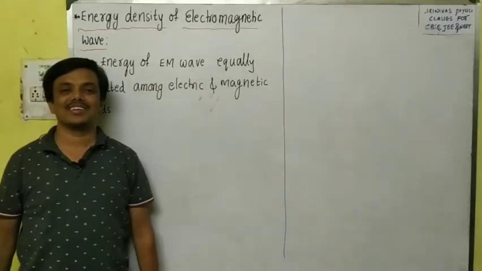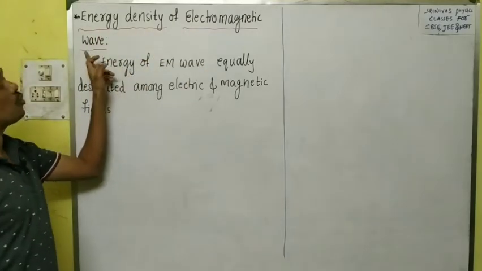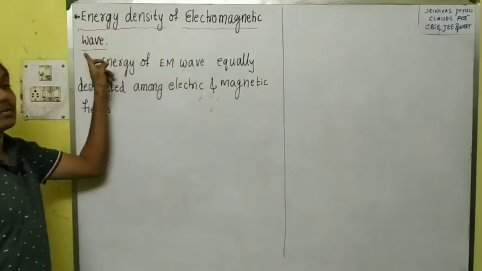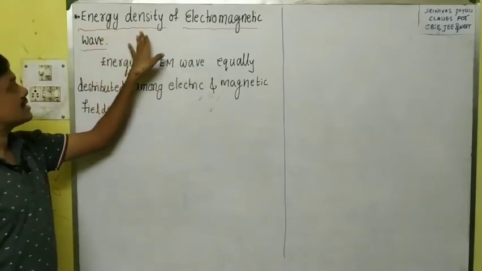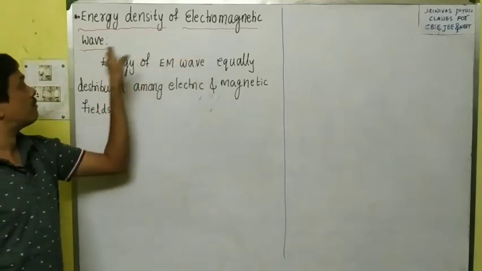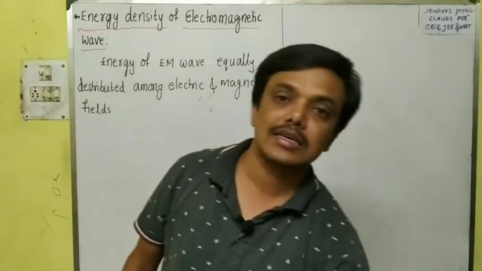Hi to all. Today's topic is energy density of electromagnetic wave. What is energy density? And what is the formula for energy density of electromagnetic wave? That I am going to explain. Let us see here.